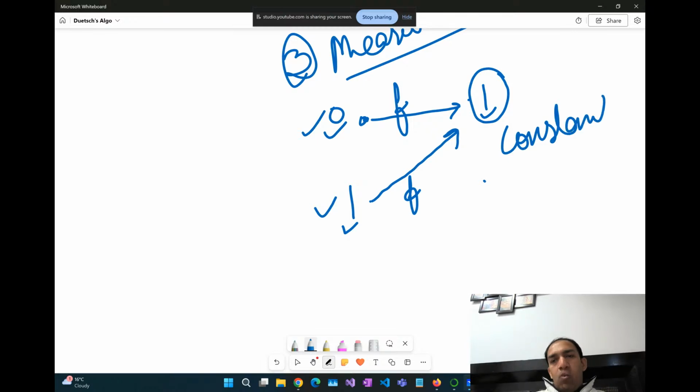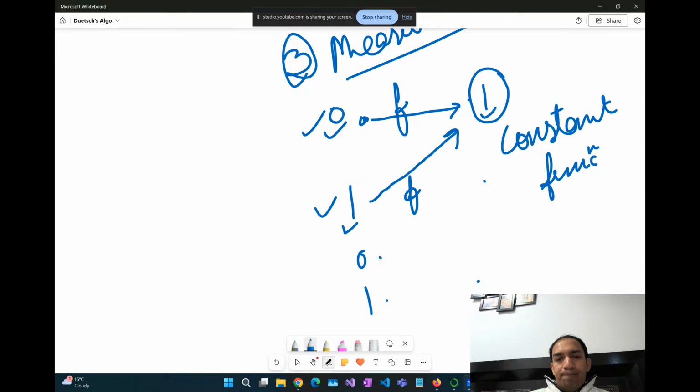constant function. Okay. Now there may be another case of constant function where 0 and 1 are inputs again, and the output may be 0 this time. Okay. So in this case, again a function operated, and this may be a different function, right? This is not the same one.